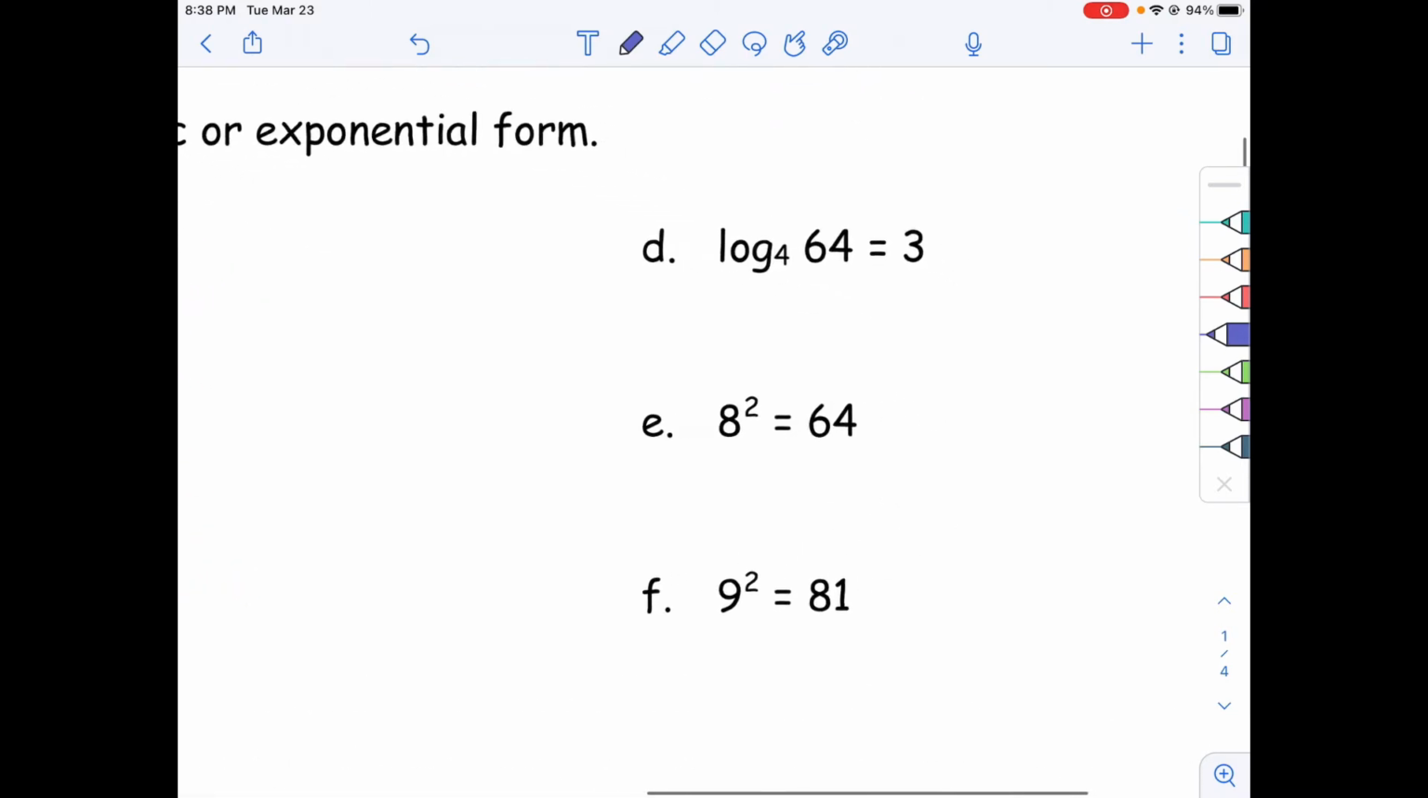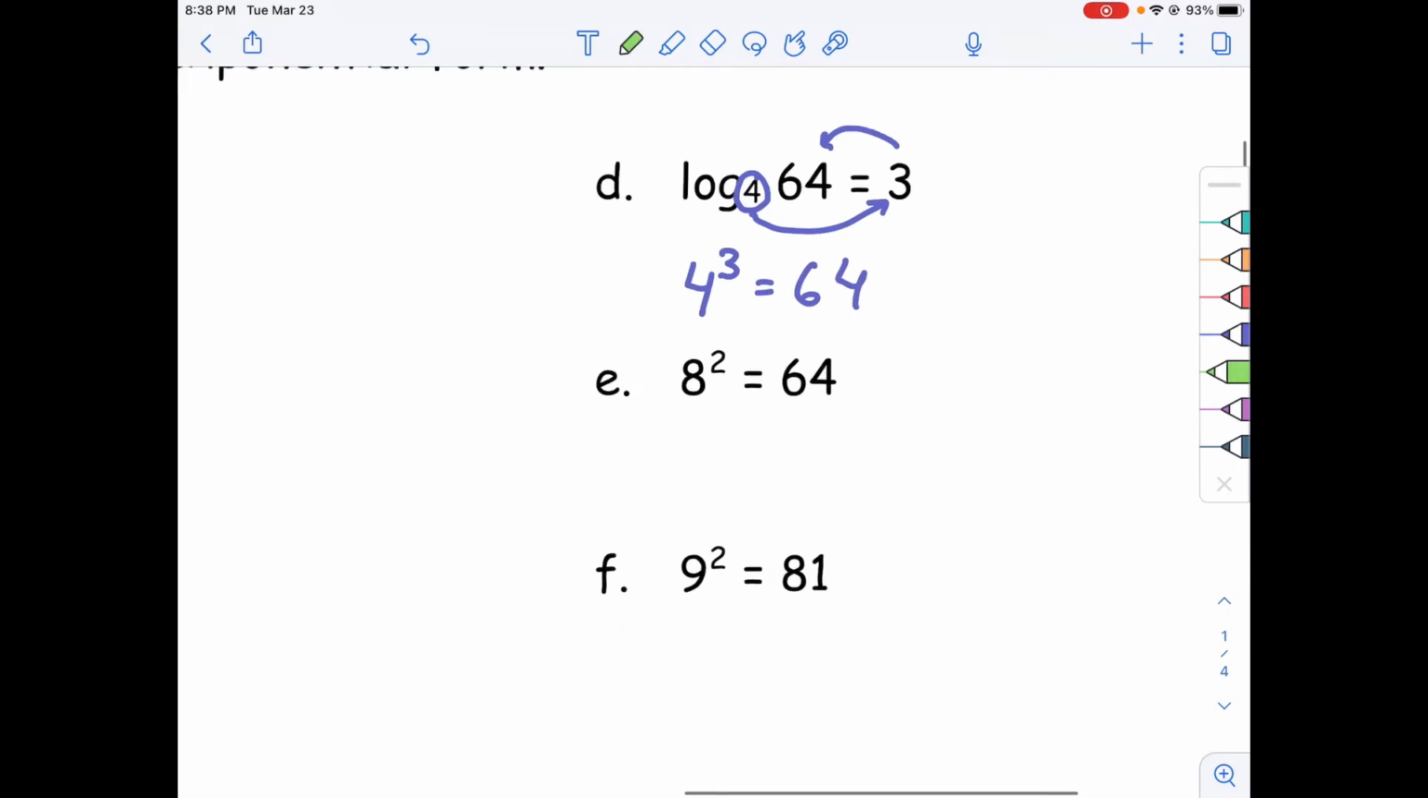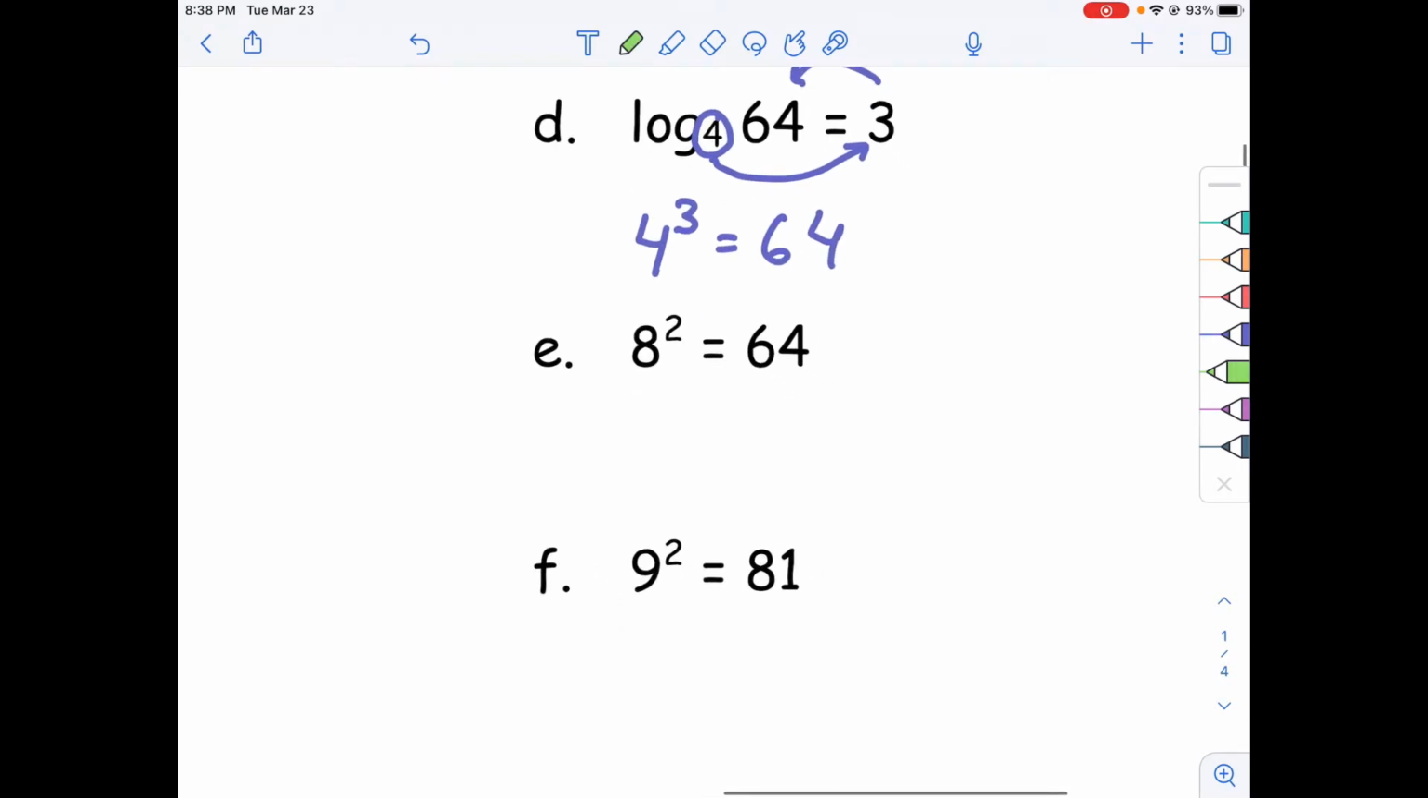Come over to the other side here, letter D. Letter D, we have log base 4, so we have 4 as the base. We always raise it to the thing on the other side, so to the 3rd power, and then what's that equal to? It's equal to 64. On this letter E, we need to go backwards again, so from exponent to log, the base always is the same, so this is log base 8. That 2 is always on the other side of the equal sign, so 2 moves to the other side. 64 goes inside of that log.